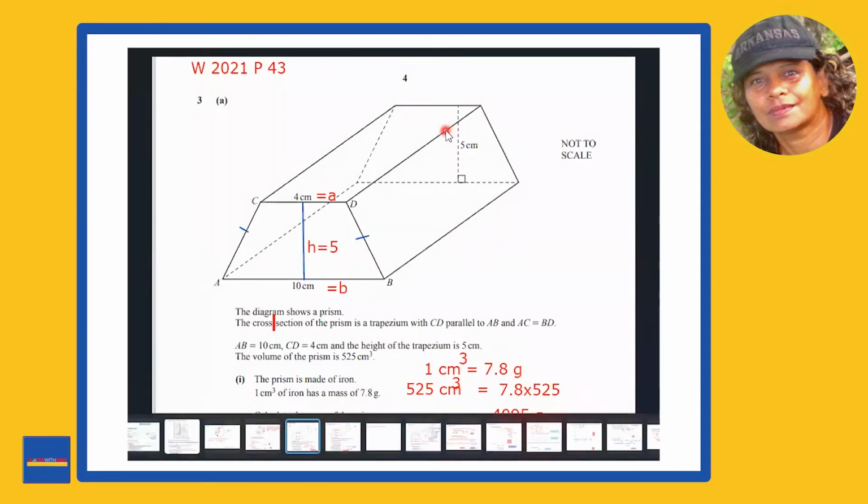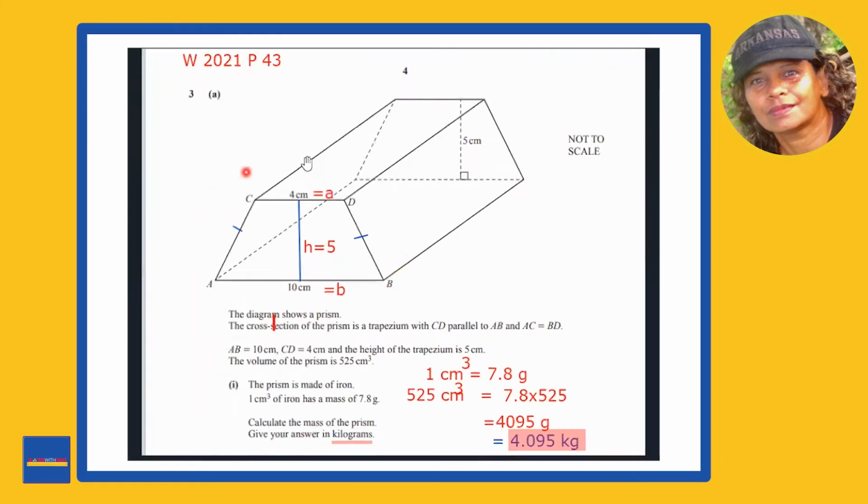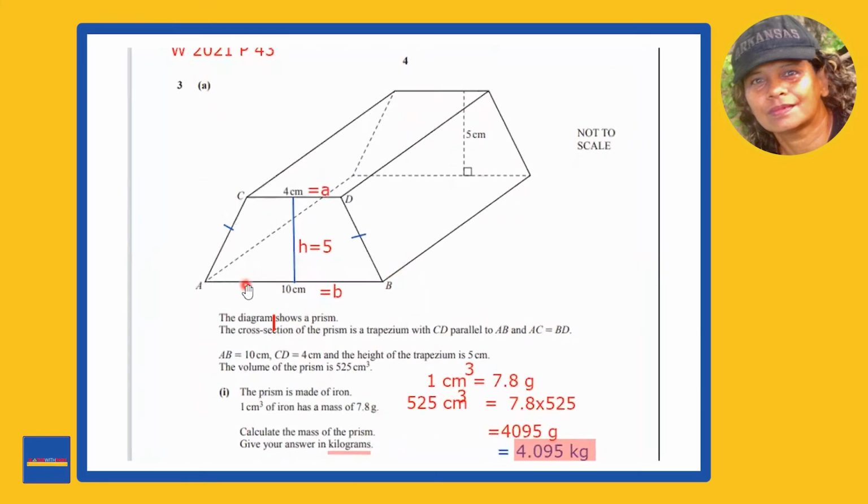Moving on to question 3a. The first question is they've given us this prism and they have said that this is 5. They have said also that CD is parallel to AB, and AC is equal to DB. So that helps us to know that this is an isosceles trapezium.